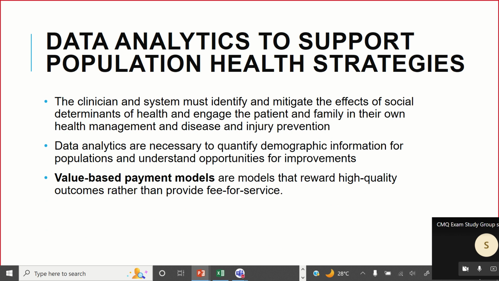And then, this is what we were talking about, that the clinical system must identify and mitigate the effects of social determinants of health and engage the patients and family in their own health management and disease and injury prevention. Can anyone tell me what are the examples of social determinants of health? If you look at the book, actually, they spent quite a long paragraph talking about the social determinants of health. Anyone can help me with those?